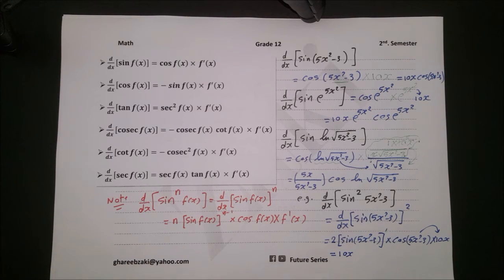Then we have, remember, 2 sine cosine. 2 sine cosine is sine of the double angle. So we can write this as sine of the double angle. So the answer is sine 2, where the angle is 5x squared minus 3.